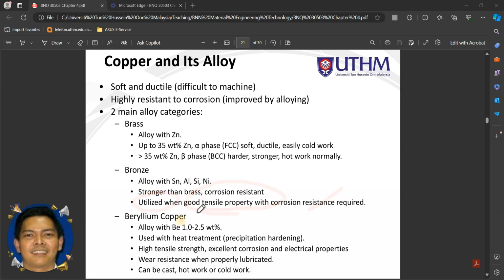The beryllium copper. This is an alloy with beryllium content of 1.0 to 2.0 weight percent. Okay, it is used with heat treatment, a precipitation hardening process, giving high tensile strength, excellent corrosion and electrical properties. It is required where heat resistance is needed when properly lubricated. It can be cast or hot worked, and it can also be cold worked.